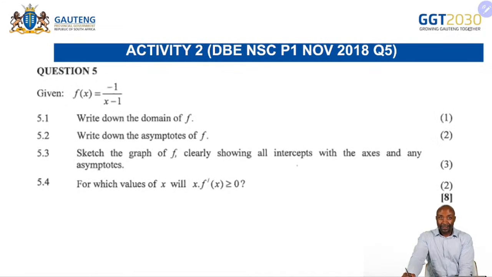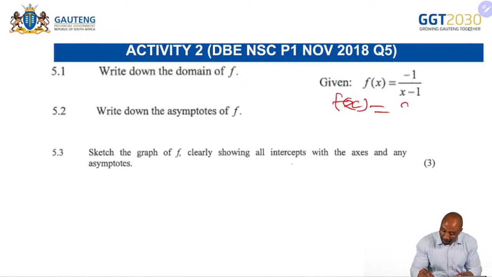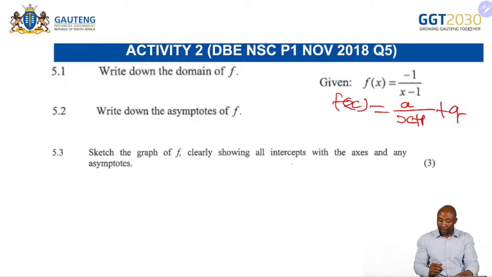Welcome back. I know this one was a fairly straightforward question, and we are going to quickly mark it, and then we move on to our exponential function. Now, given f of x is that, we know that for us to have the general form of our hyperbola, x plus p plus q, this is the standard form.